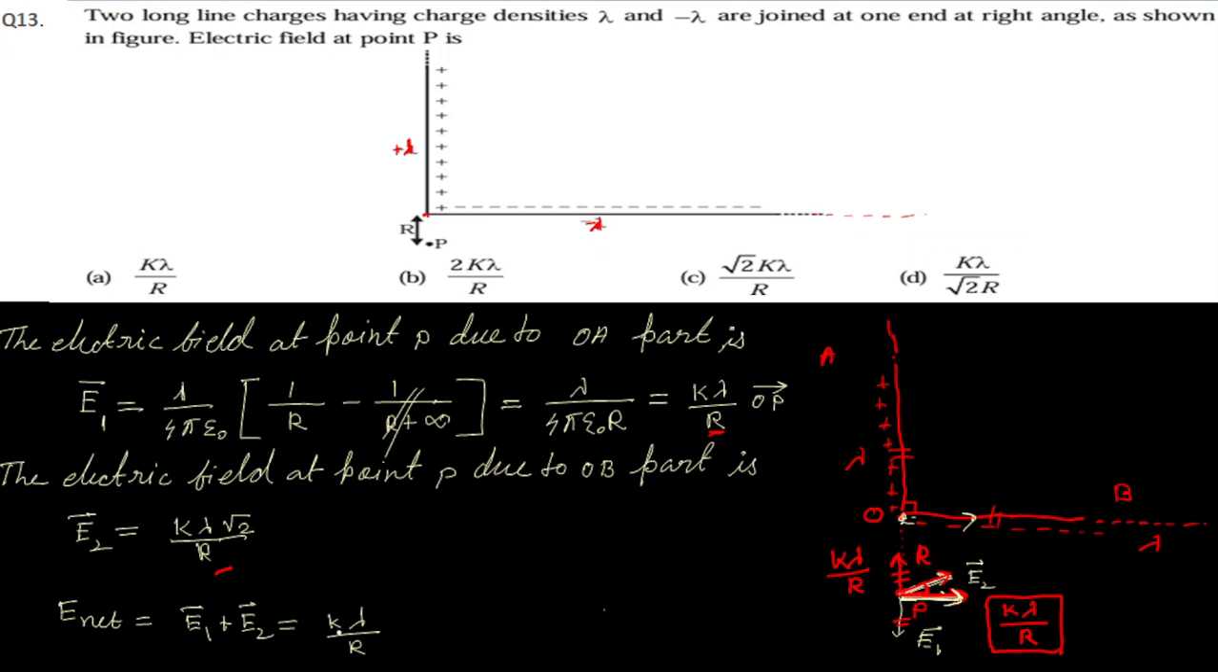And magnitude will be k lambda by r. So the correct option will be option A.